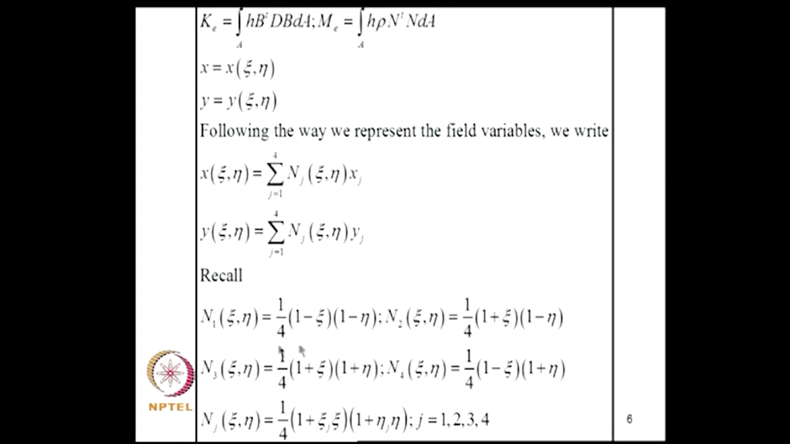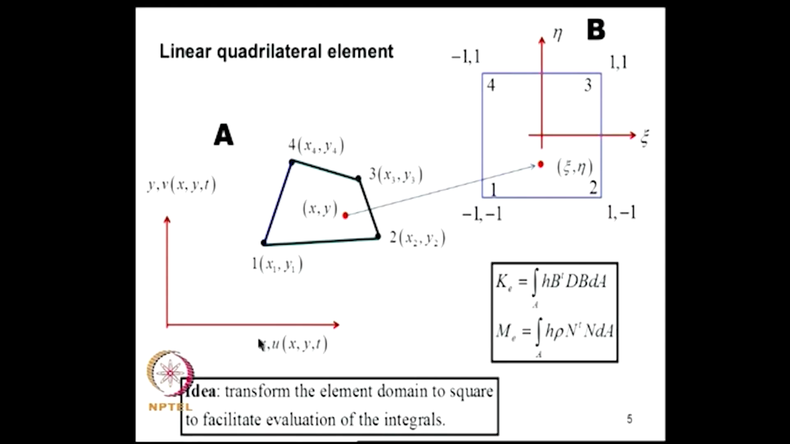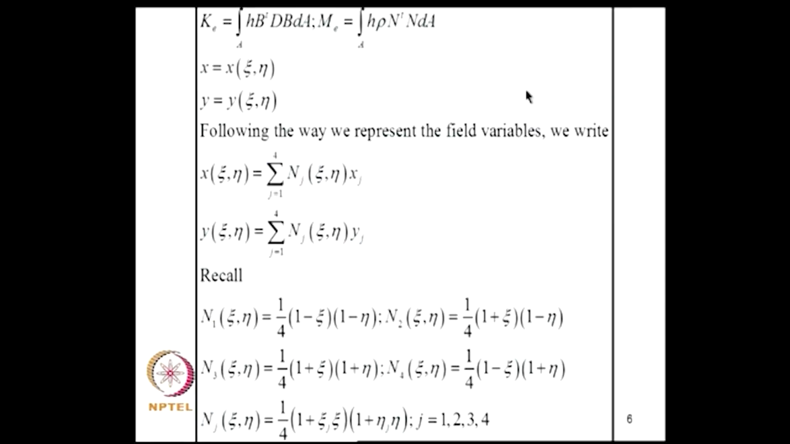Now, if you recall the n1, n2, n3, n4 for this configuration, we have shown that this is of this form, and compactly for all the 4 indices 1, 2, 3, 4 we have obtained this in the previous lecture. So, we will use this now here.